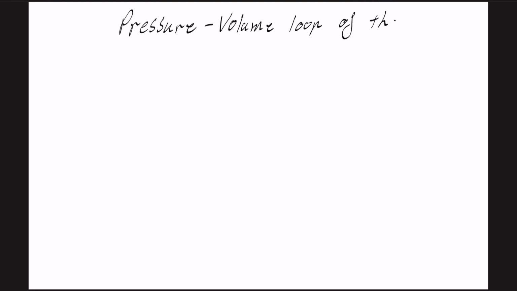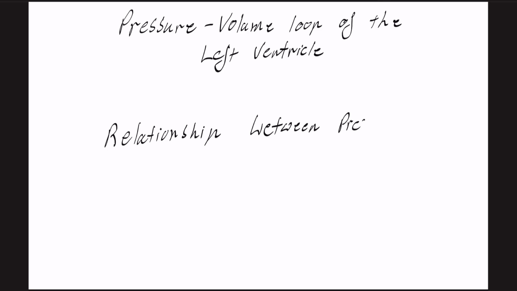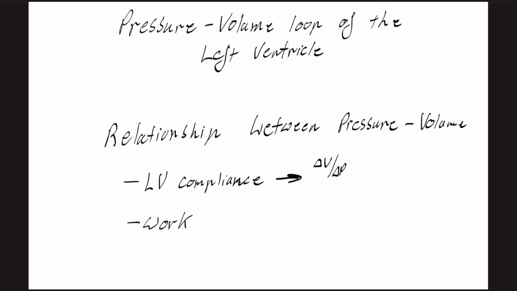Hey everyone, today we're going to talk about the pressure volume loop of the left ventricle, which is the relationship between pressure and volume. So it reflects left ventricular compliance, and compliance is volume change per pressure change, which also reflects the workload of the left ventricle.